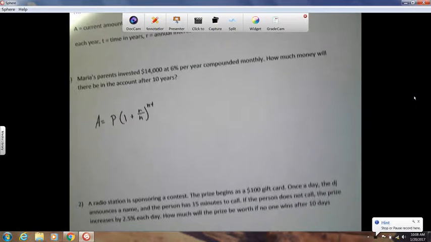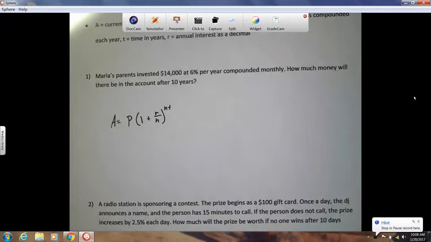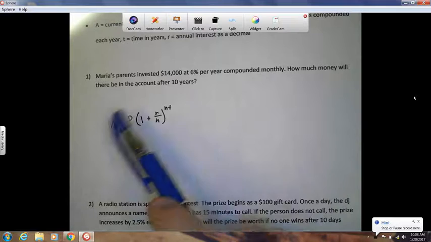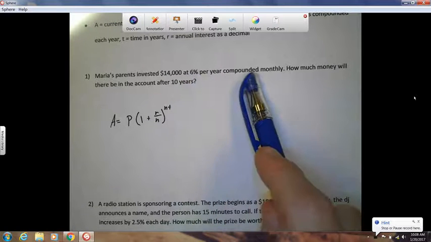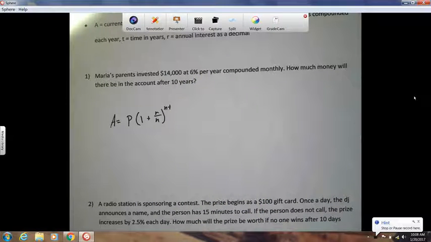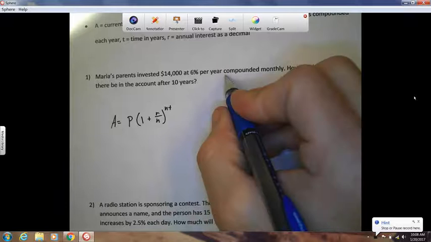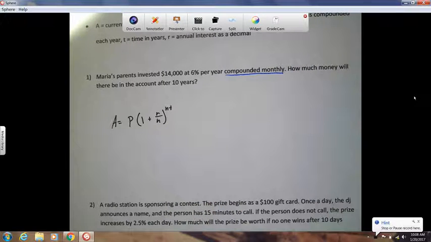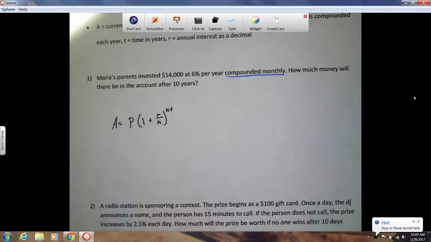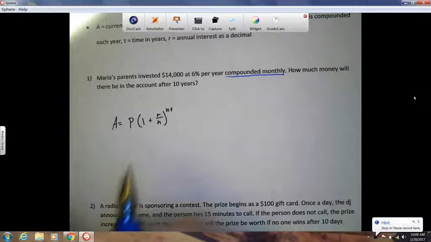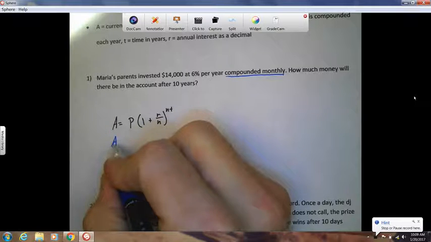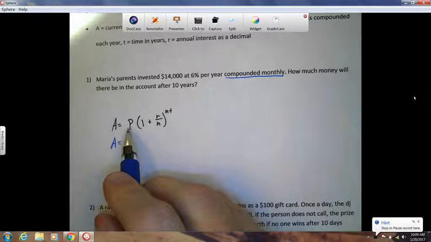So the first one says, Maria's parents invested $14,000 at 6% per year, compounded monthly. So it says compounded monthly. So I know I need to use the compound interest formula. So I have it written down here. So now I basically just need to fill it out and see what I have. So P is principal, or my initial amount, so that's $14,000.